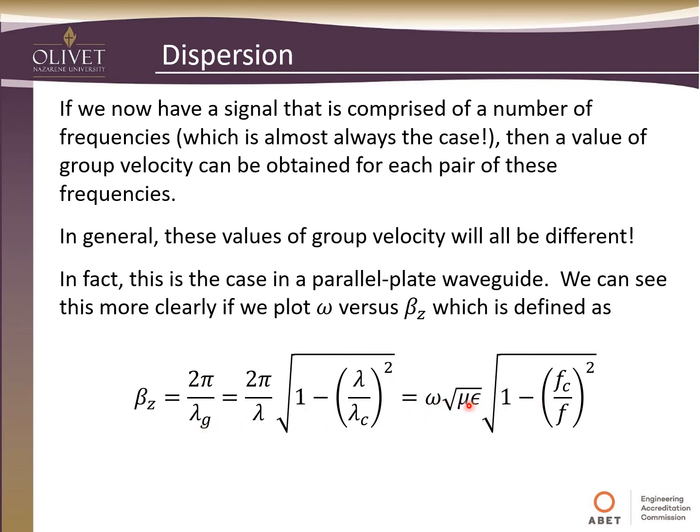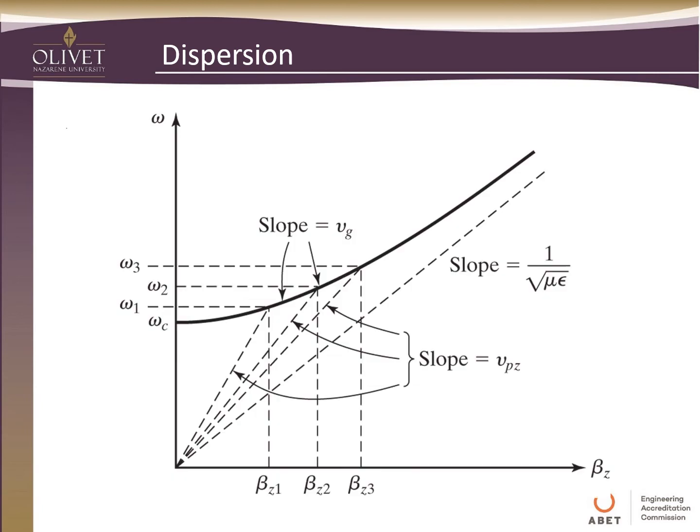It's the frequency times the square root of the permeability and permittivity times the square root of 1 minus the cutoff frequency over the actual frequency squared. So let's look at a graph for this. Here on this graph, we have frequency as our y-axis, and we have our phase constant as our x-axis. And so we see we don't have anything until we hit our cutoff frequency. As soon as we hit our cutoff frequency, then we start to propagate this wave down the guide, and as we increase frequency, our phase constant will also increase.